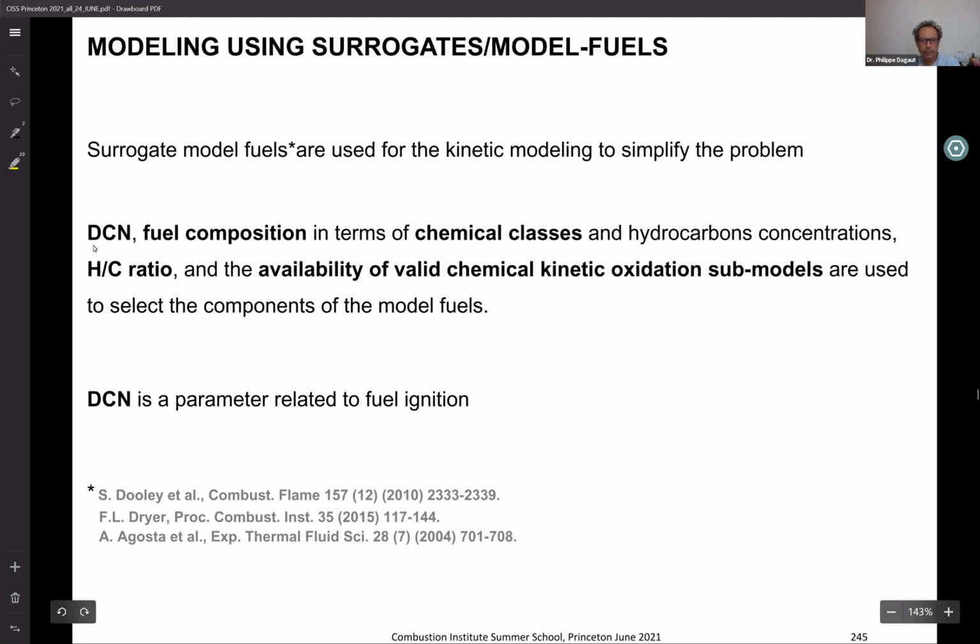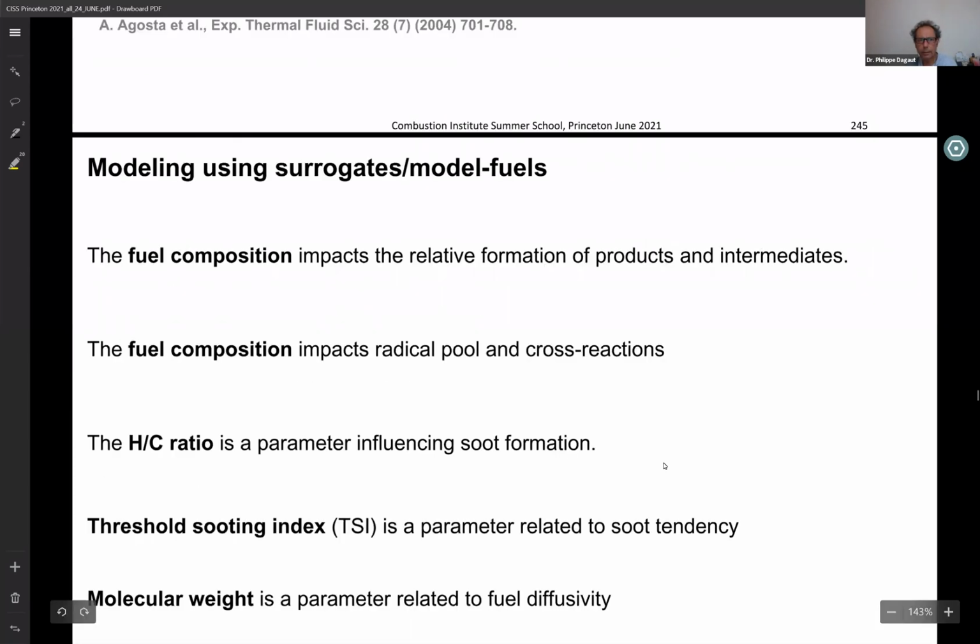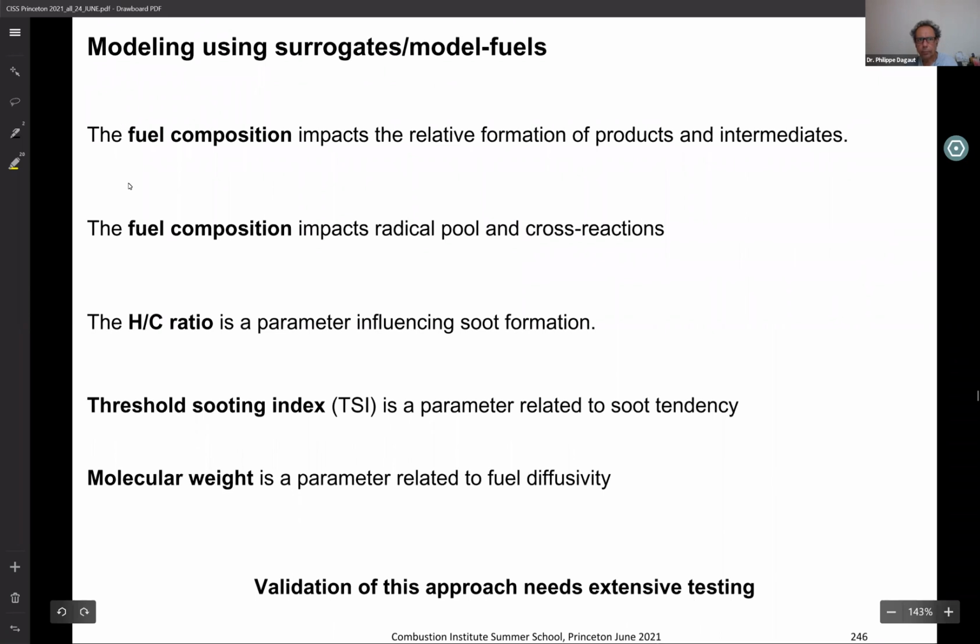We will select the components of this model fuel based on the availability of such sub-kinetic models. The derived cetane number is a parameter which is related to fuel ignition. The fuel composition impacts the relative formation of products and intermediates. The fuel composition impacts radical pool and cross reactions.